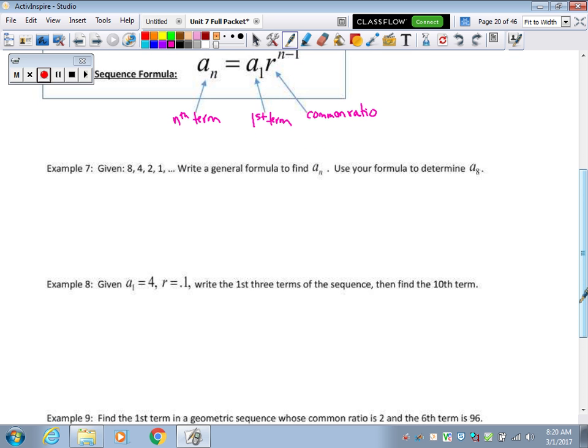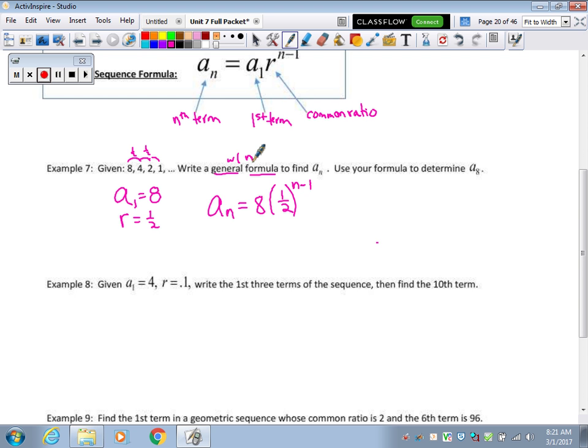Okay? So write a formula for this pattern. So you're given A1, you're given R, right? R is from 8 to a 4 is times 1/2. 4 to a 2 times 1/2. So a general formula for any term would be start on an 8, multiply by 1/2, n minus 1 times. That's a general formula. So general formula means with n in it.